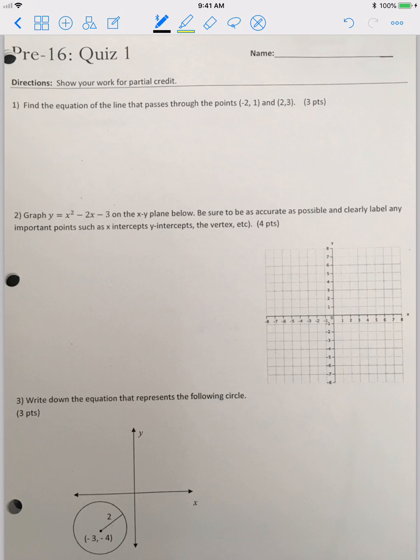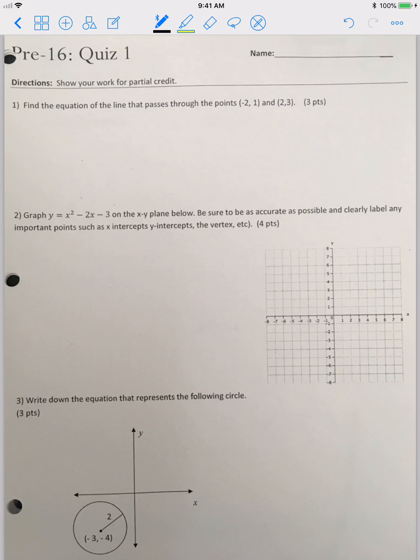So question number 1 says, find the equation of the line that passes through these 2 points, -2, 1, and 2, 3. I'd like you to try this first, maybe on a separate sheet of paper, to see if you would know how to do it. And then, if not, go ahead and follow through my steps to make sure that you know the correct way to go through this procedure.